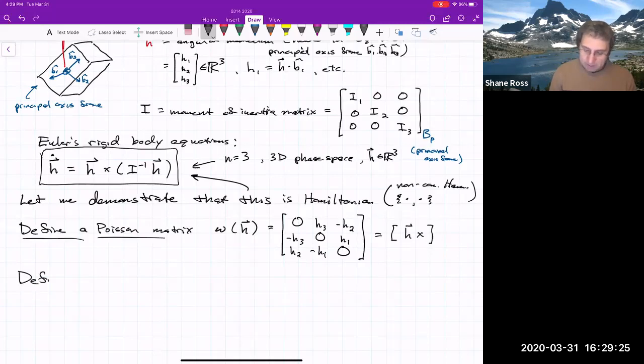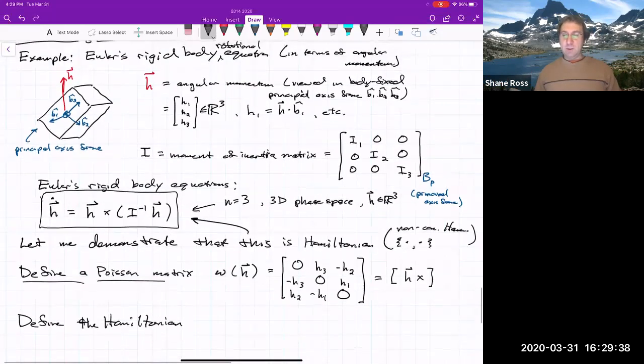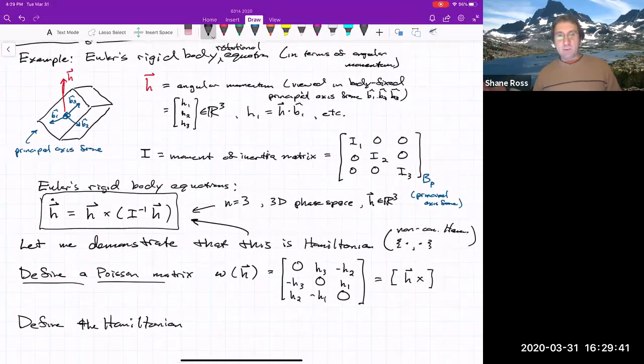Now we need an appropriate Hamiltonian. Define the Hamiltonian. Hamiltonians are usually physically motivated by energy. We're talking about a free rigid body rotating in space. The only energy it has is rotational energy. So we'll define the Hamiltonian as the total rotational kinetic energy.